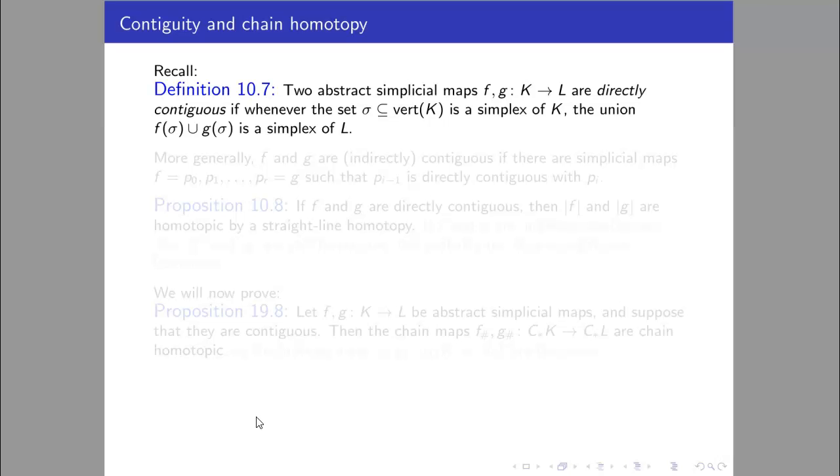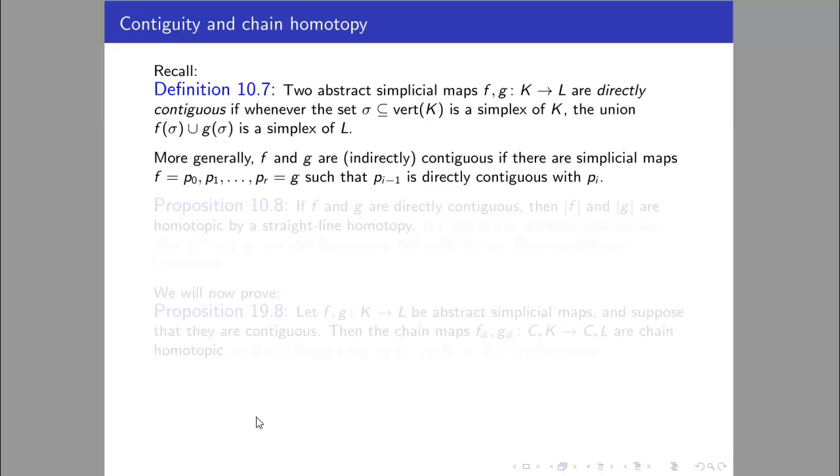Because these are simplicial maps, that means if you've got some simplex sigma in K and you apply F to it, then F of sigma has got to be a simplex of L. And because G is a simplicial map, then G sigma also has to be a simplex of L. But that doesn't immediately imply that the union F sigma union G sigma is a simplex. The union of two simplices is not usually a simplex. But the condition for contiguity is like this: we say that F and G are directly contiguous if for every simplex sigma of K, the union F sigma union G sigma is a simplex of L.